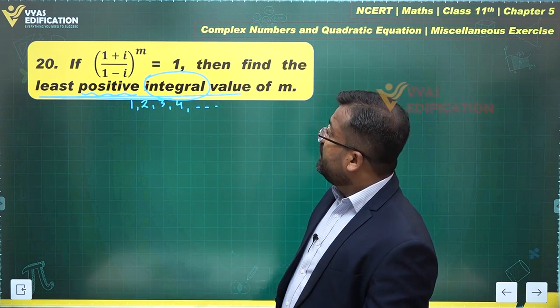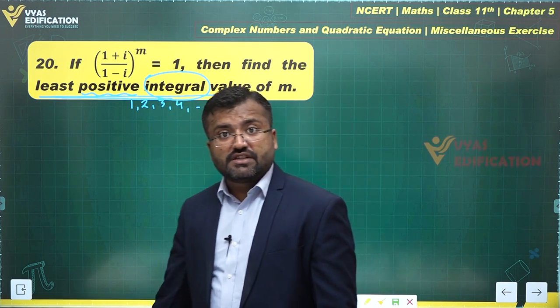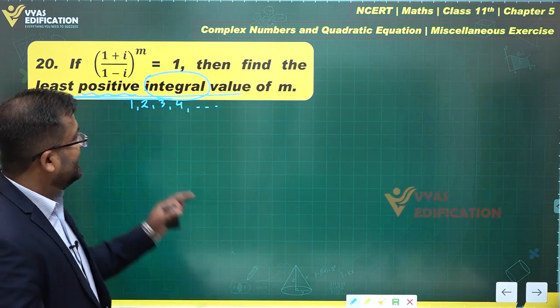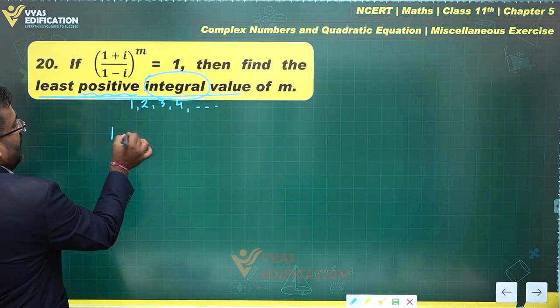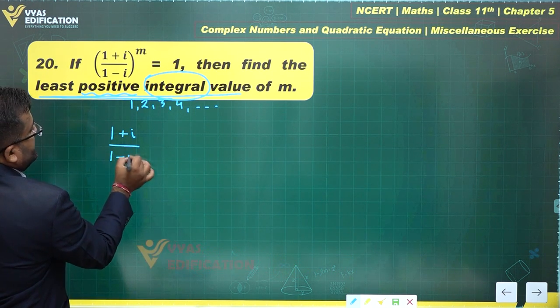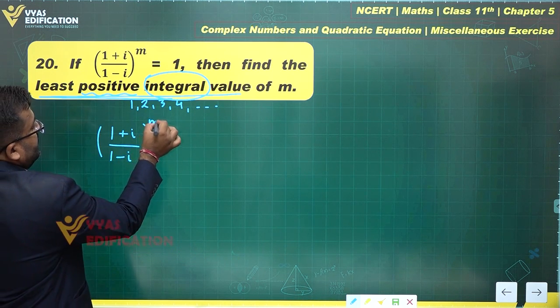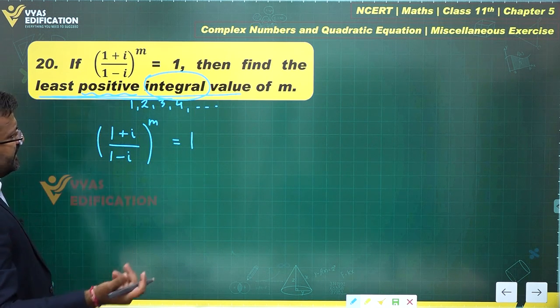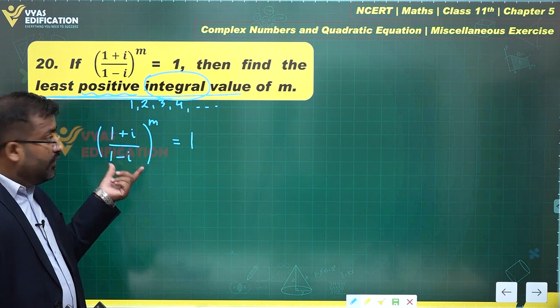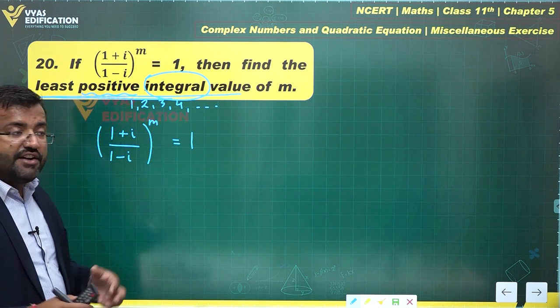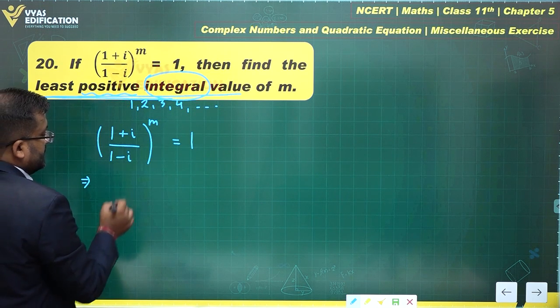Okay. So let's try to find the solutions of this first in terms of natural numbers, in this set of natural numbers. Let's try to find the solution of this equation: 1 plus i over 1 minus i whole power m is equal to 1. How do we go about solving this? We'll have to simplify this one first, right? What is this expression actually equal to? Let's try to simplify this first.